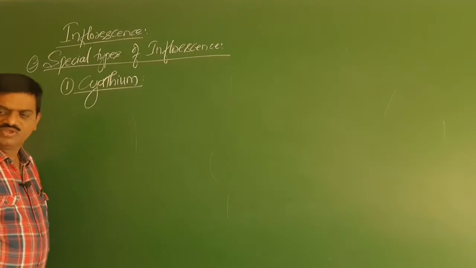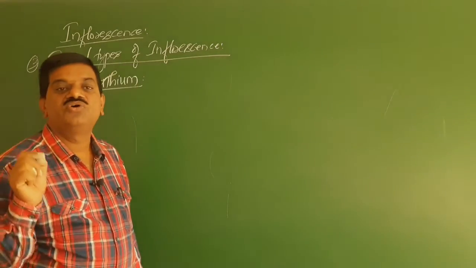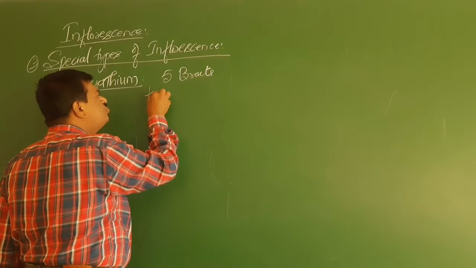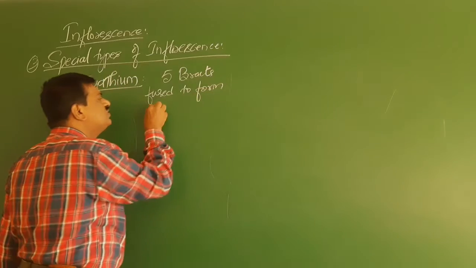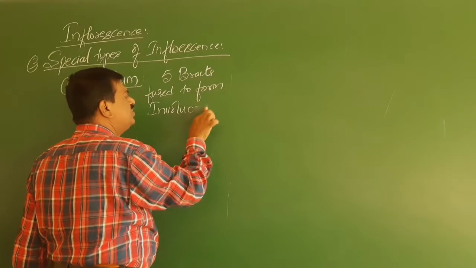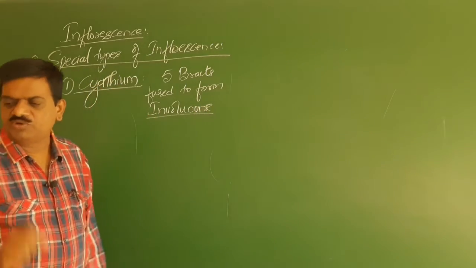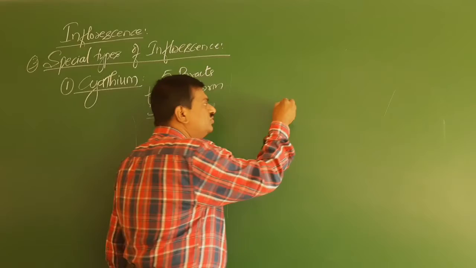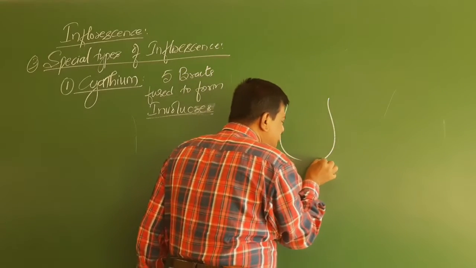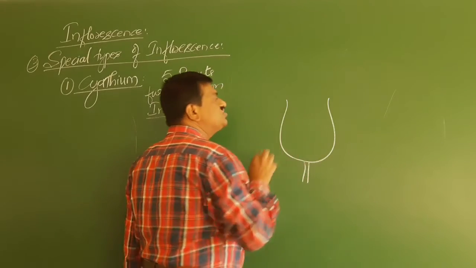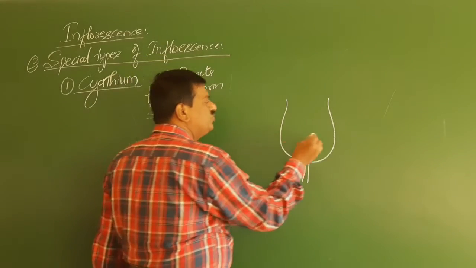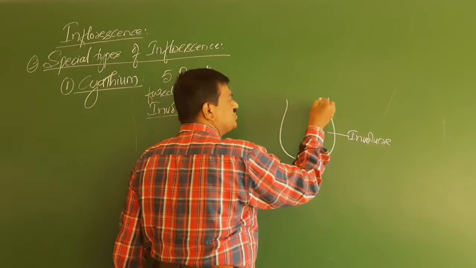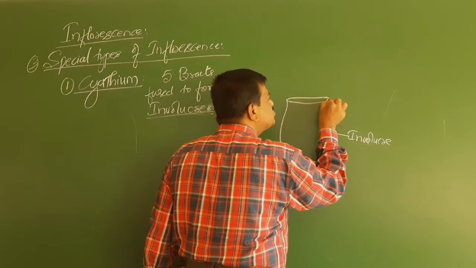Cyathium inflorescence. In a cyathium inflorescence there is a presence of 5 bracts. These 5 bracts are fused to form an involucre. So just have a look here: the bracts are fused. There are 5 bracts, and these 5 bracts are fused together to form the involucre. This is called involucre.